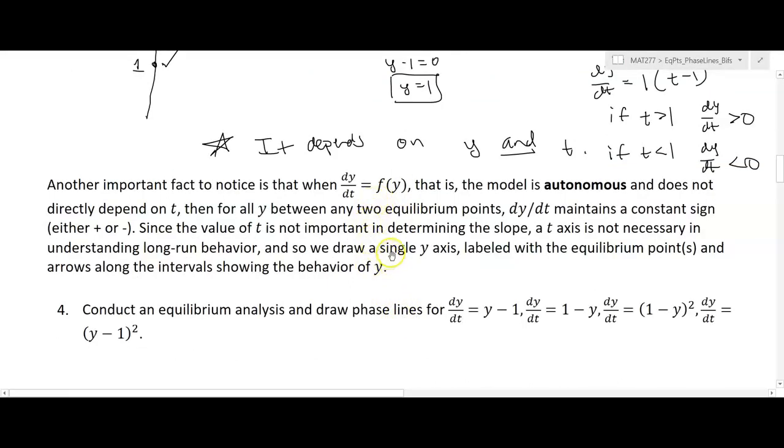So another important fact to notice is that when dy/dt is only a function of y, the model is called autonomous. Remember, that just means that the rate of y depends only on y, like automatic, autonomous, autoimmune, etc., and does not directly depend on t. Then for all y between any two equilibrium points, dy/dt maintains a constant sign, either positive or negative.